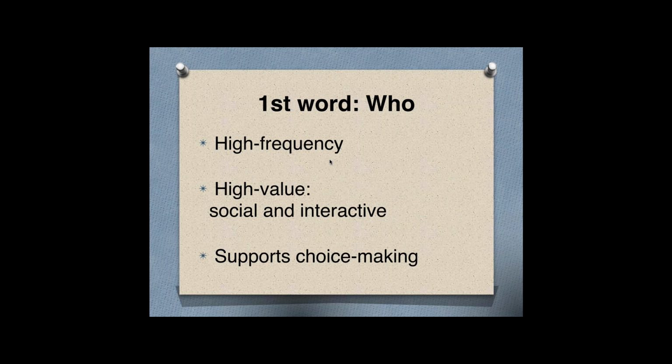Our first word is who. This is a good high frequency word, but it's also particularly valuable for our kids. It has huge social value and huge interactive value. And we can use it in things as simple as choice making. By trying to use it as often as possible, we're creating more space for our kids to decide who they're going to do an activity with, who they're going to eat with, who they're going to work with, who they're going to play with, who they're going to see, all of that kind of thing.